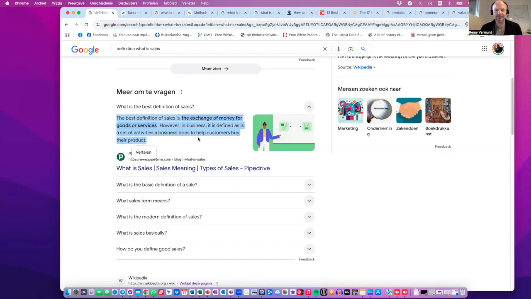Does bartering not exist anymore, or trading goods for goods? Does that not exist anymore? So of course, just money, this is still not complete. The other part of it, however, why is that a however? It's not a contradiction, but okay, in business it is also defined as a set of activities. So we're talking here about sales as a set of activities in order to help a customer buy your product or services. This is getting better.